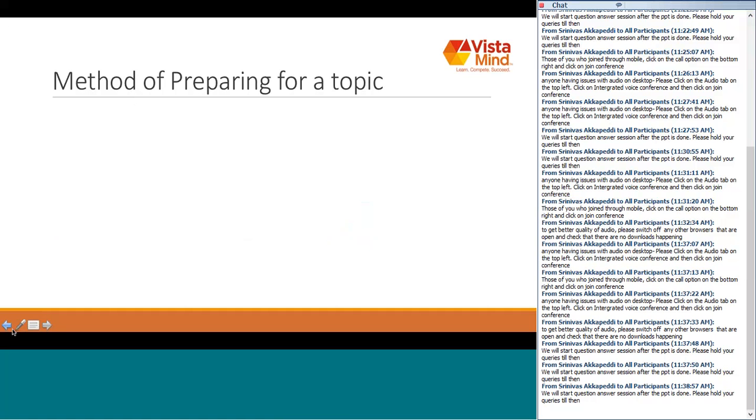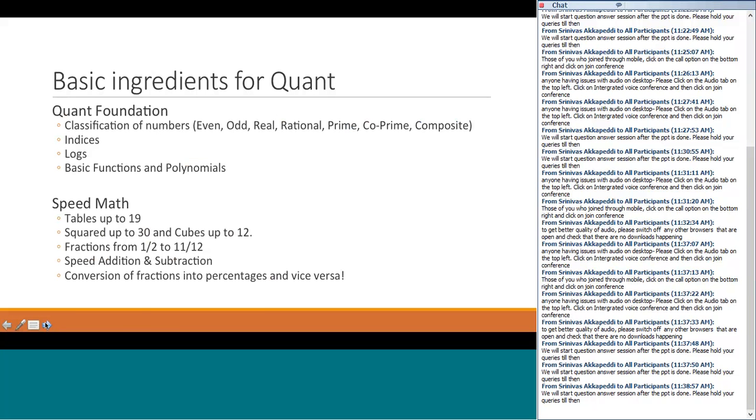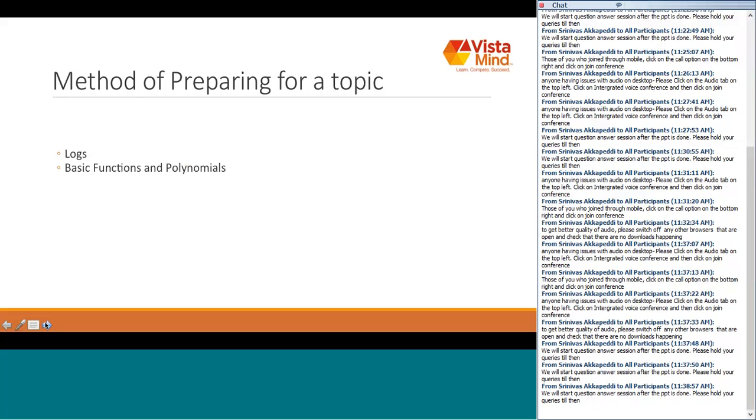But before I look at these areas, how do you prepare for a topic? Where do you prepare from? I said there are 21 topics as we looked at it: equations, ratio and proportion, percentages, progressions, functions and graphs. If I take a single topic, how do I prepare for it?